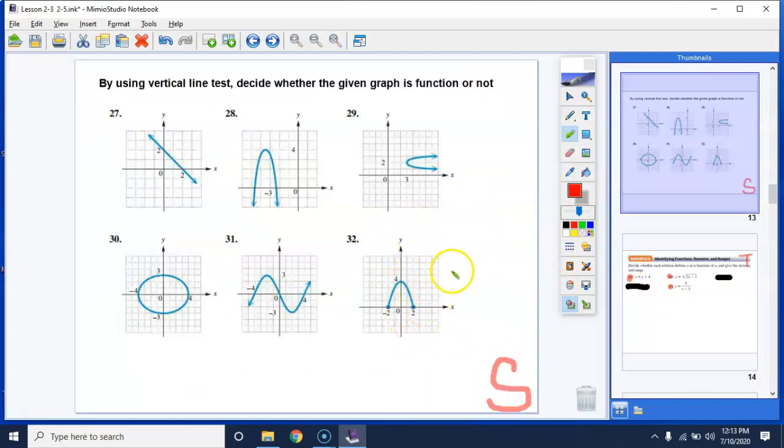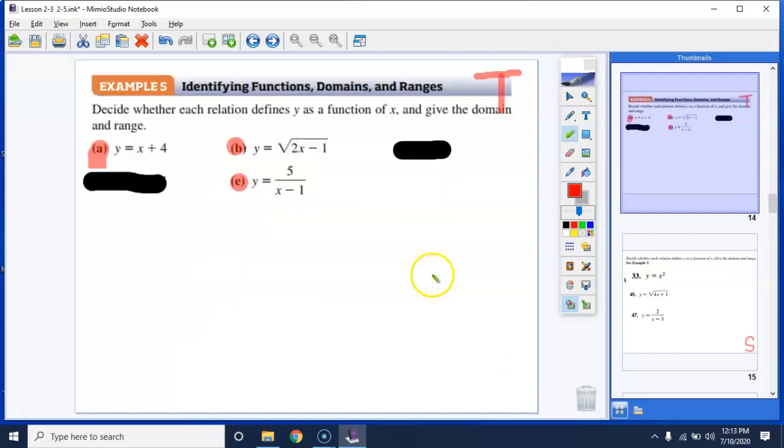And please have a try at this by using the vertical line test. Decide which ones are functions, which ones are not. So what about if we have some equation? How do we decide whether they are functions or not?